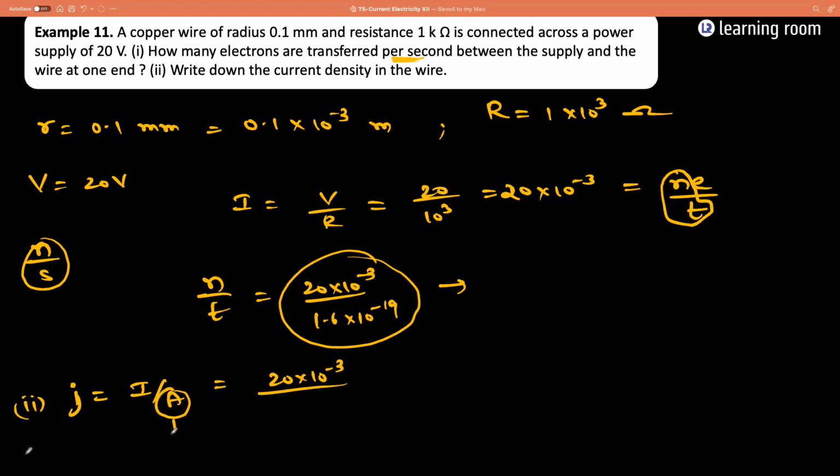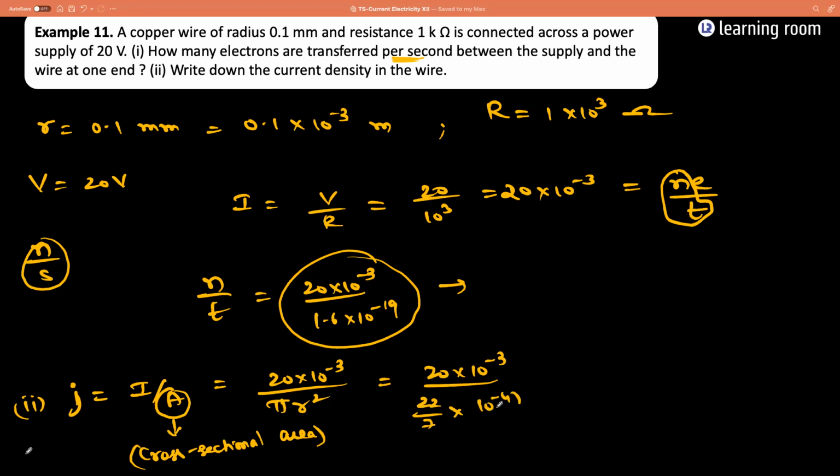What does this A stand for? This A stands for the cross-sectional area. What is the cross-sectional area of a wire? It is pi r square. So 20 into 10 power minus 3 divided by pi, which is 22 by 7, into, what is the value of r square? 10 power minus 4 the whole square. So solve this. That will give you the answer for current density in terms of ampere per meter square.